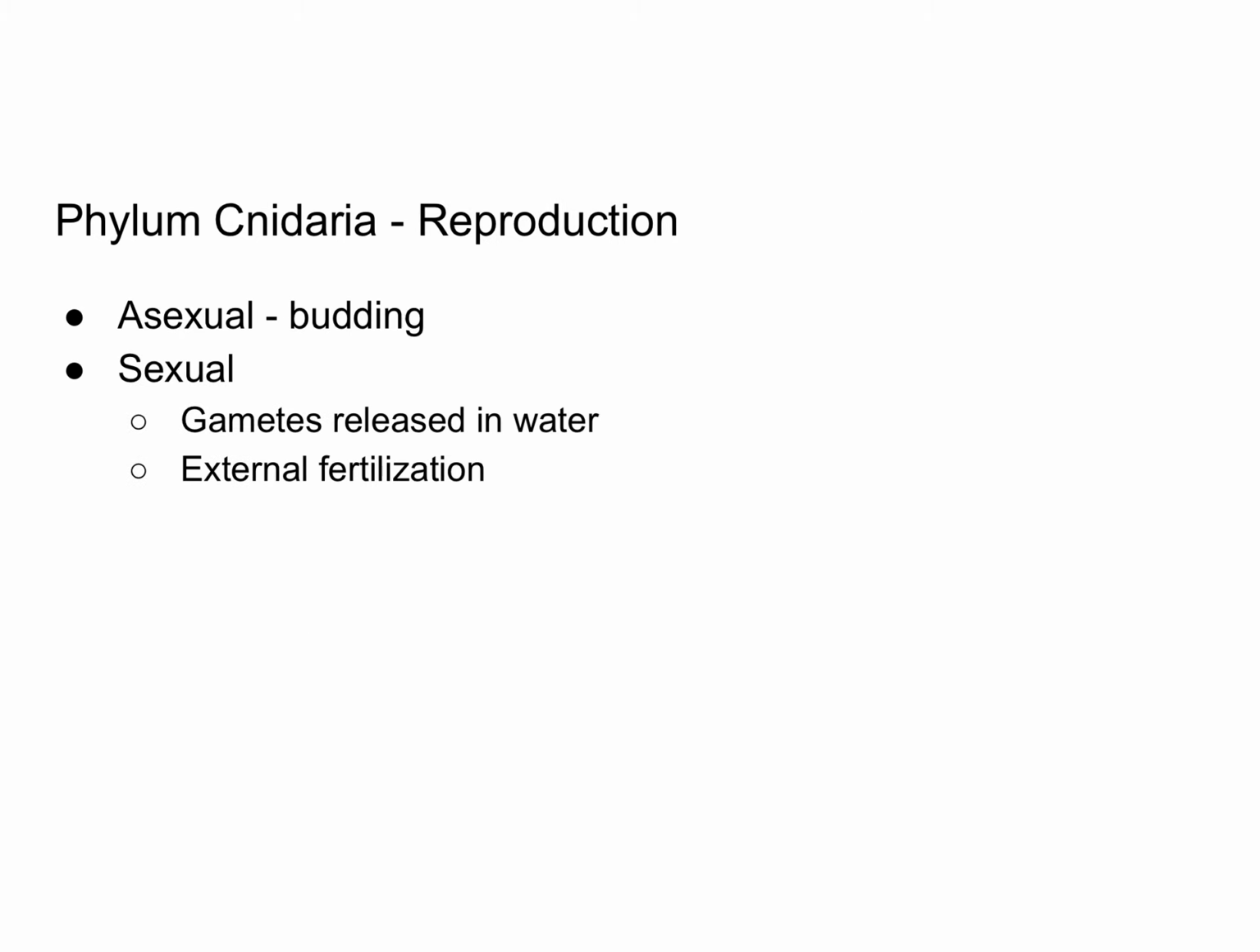Cnidaria can reproduce asexually through budding or sexually by releasing gametes into the water, and external fertilization occurs. That means that the sperm fertilizes the egg out in the water and not inside the organism itself.